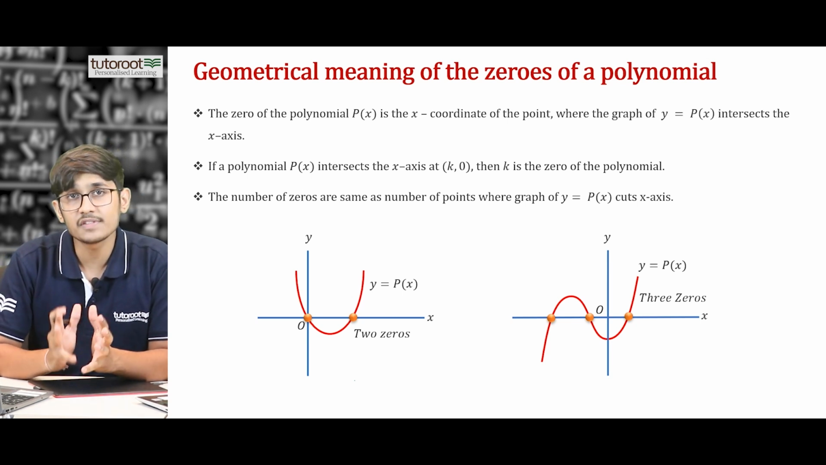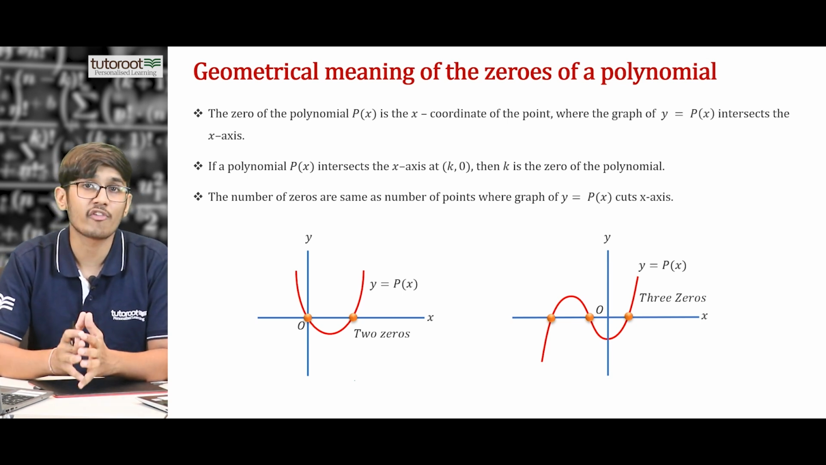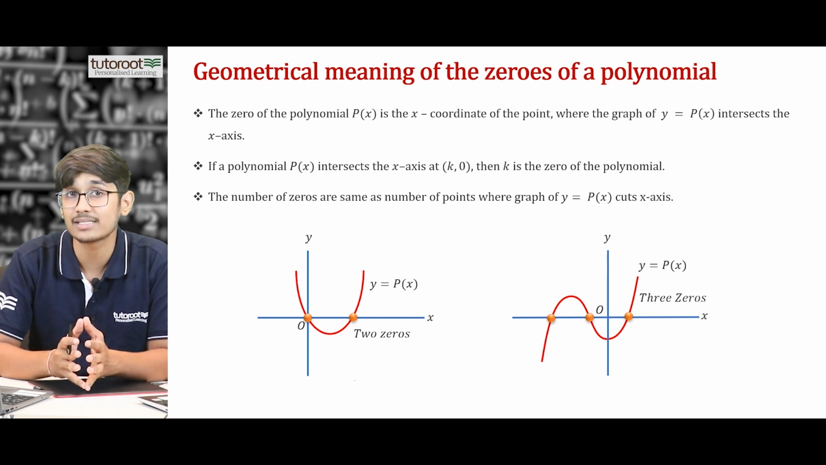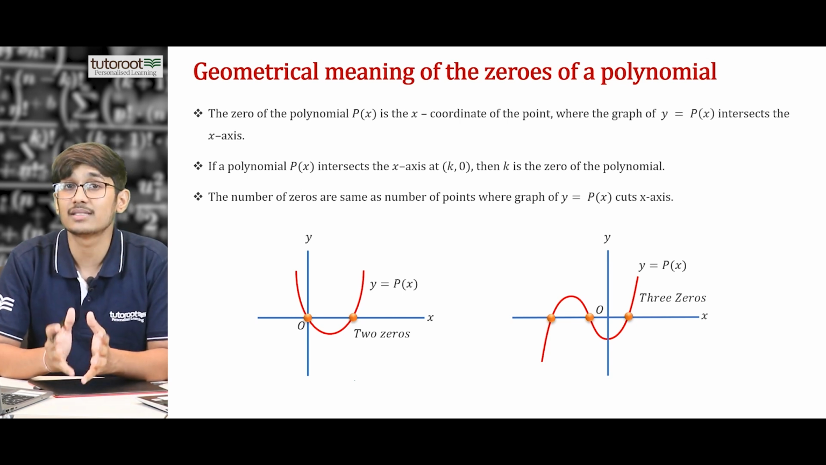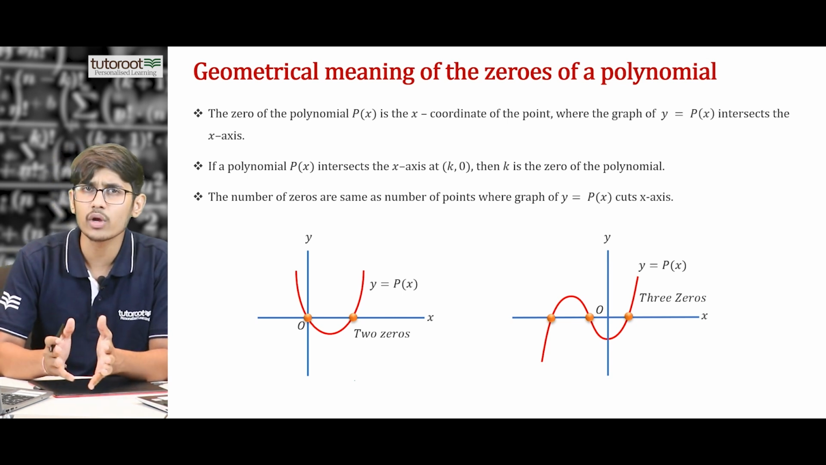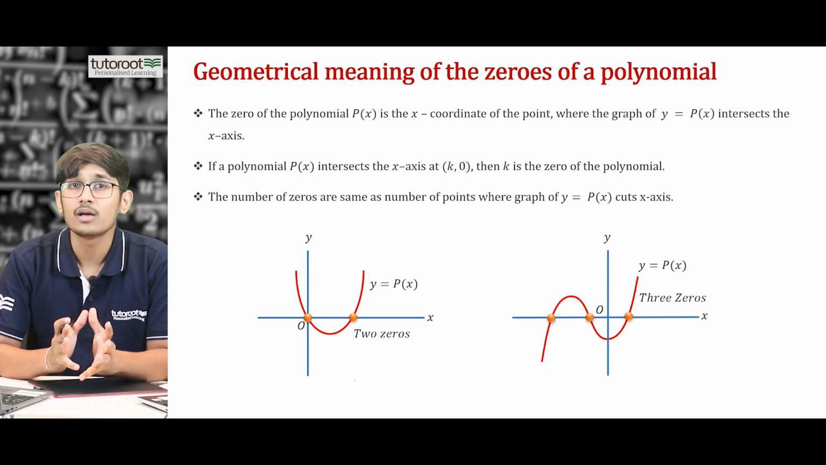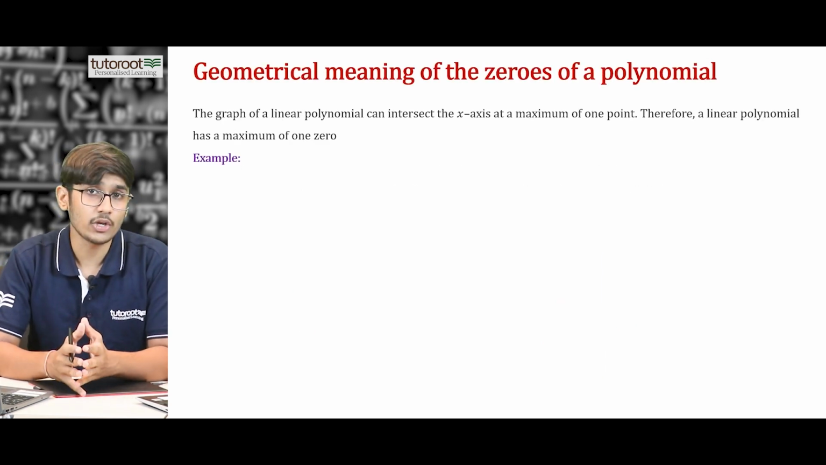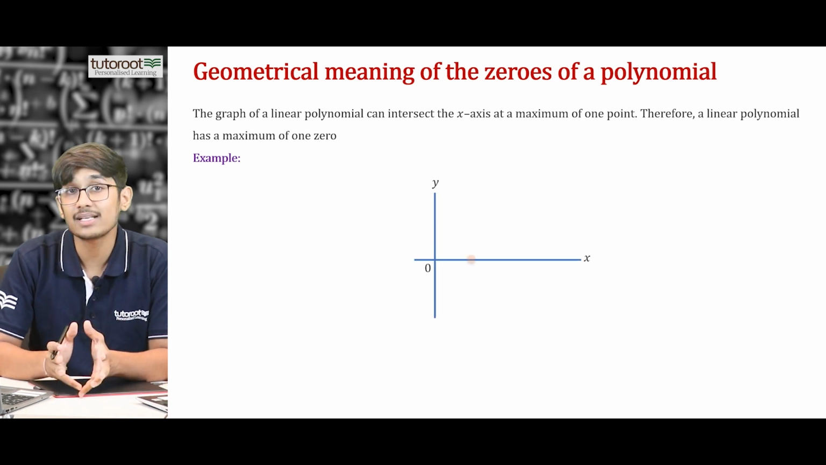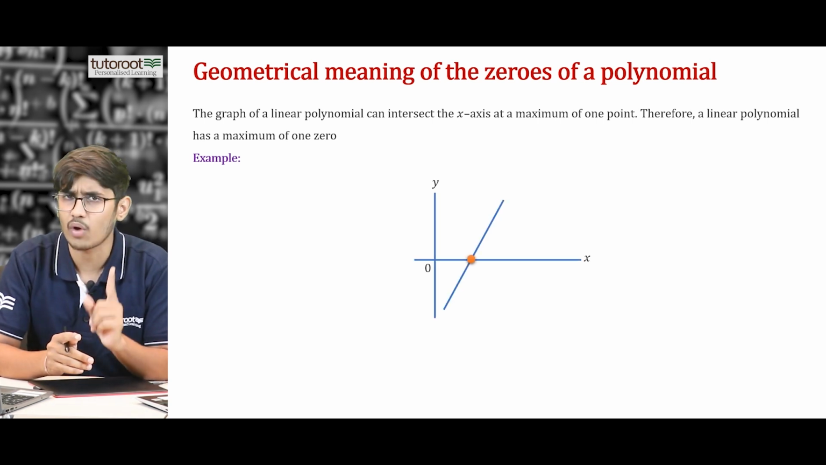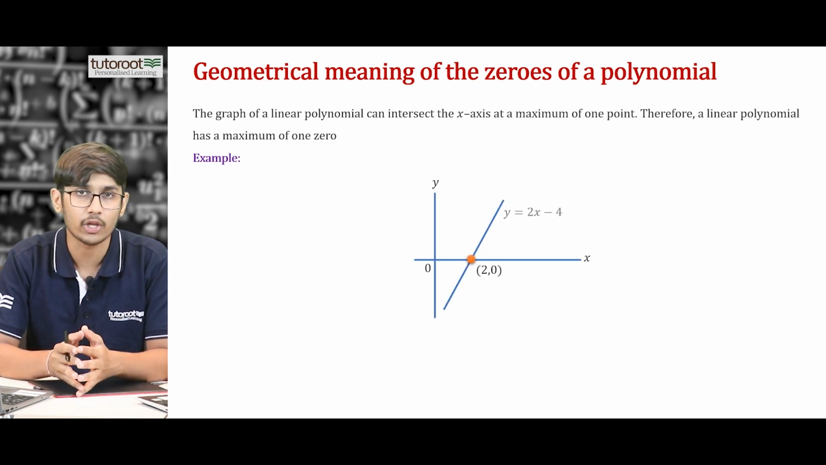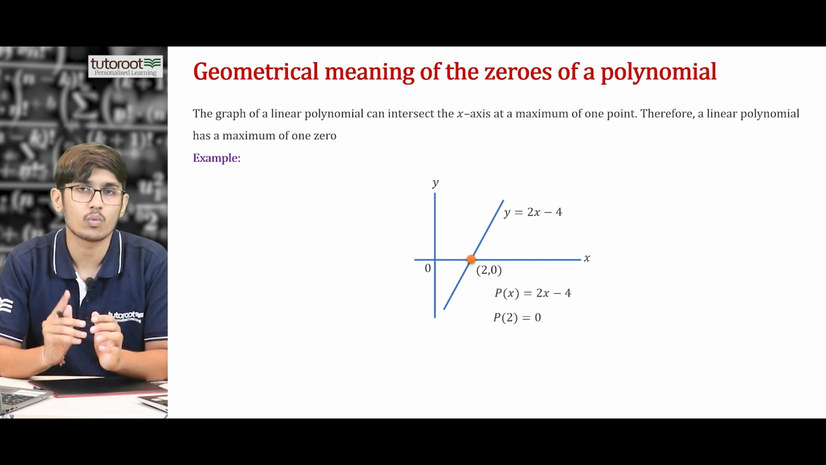The number of zeros is the same as the number of points where the graph of y equals p of x cuts the x-axis. You can have a look at the image which is shown on the screen. Now for example, the graph of a linear polynomial can intersect the x-axis at a maximum of 1 point. Therefore, a linear polynomial has a maximum of 1 zero.